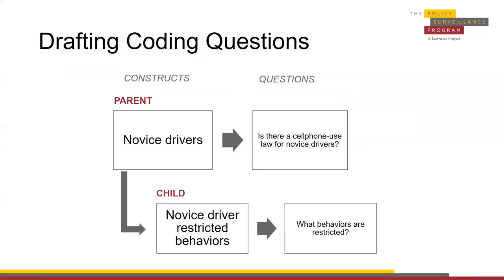Some more information on drafting coding questions. We organize our question sets in a parent, child, grandchild, three-level structure, as you can see in the example on the screen. Here we have two constructs that are related to each other. Our first construct was specifically related to laws regulating novice drivers. So we want to find out, does this jurisdiction have a cell phone use law specifically for novice drivers? And if they do, we then have a follow-up question, which we call a child question, that's only answered in the situation where the parent question is answered yes, asking what behaviors are restricted specifically for novice drivers. In this way, we won't just have a random question in our question set of what behaviors are restricted for novice drivers. We can have this in a more organized way that allows, again, for greater facilitation of analysis and comparison to outcome data.